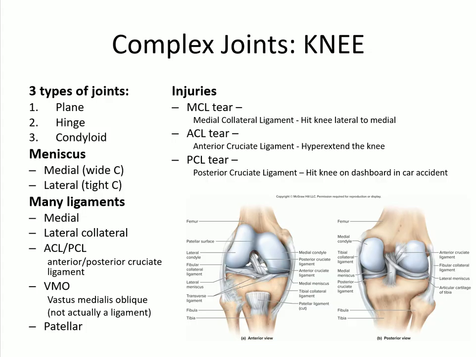PCL tear, so this one does the opposite, so posterior cruciate ligament. This one happens a lot in motor vehicle accidents. So if you ever see MVA, that's a motor vehicle accident. So if somebody hits you head on, your knee can get crammed into the dashboard and that can push too far into the tibia. And that's actually what would tear our PCL there. That one's not going to be as common though.